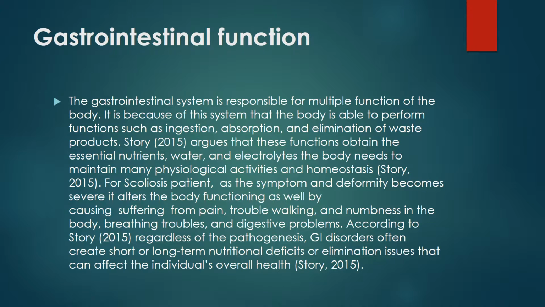Scoliosis also affects the gastrointestinal system as well. For multiple functions of the body, it affects the system, causing the body to have a disability to perform functions such as ingestion, absorption, and elimination of waste products. Story argues that this function obtains the essential nutrients, water, and electrolytes the body needs to maintain many physiologic activities and homeostasis.